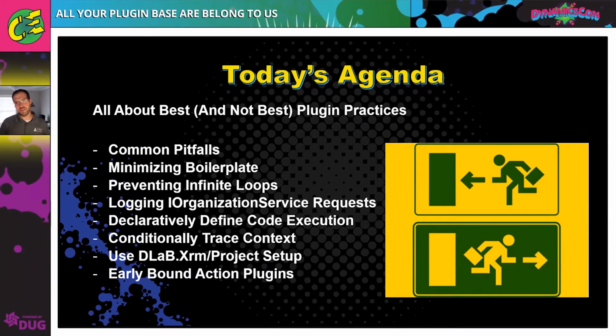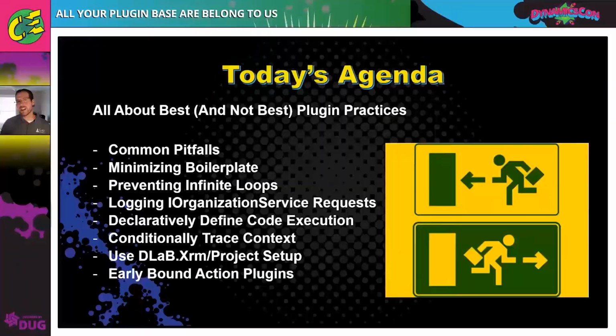So we'll look at some common pitfalls, boilerplate we probably would look to remove from your plugin. How do you prevent infinite loops? Things you want to log, things you want to trace. And then there's a couple of specific projects that I have that are open source that you're welcome to use that implement all these things. As well as stepping into even what it looks like to do some early bound plugin development with actions, which is something that I haven't seen used a lot, and it's really powerful. I want to make sure everyone is aware of that.